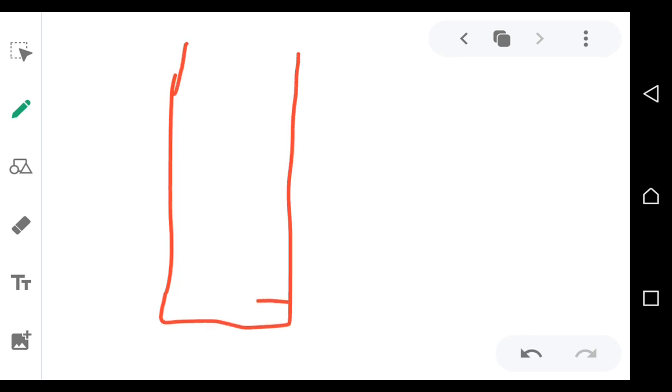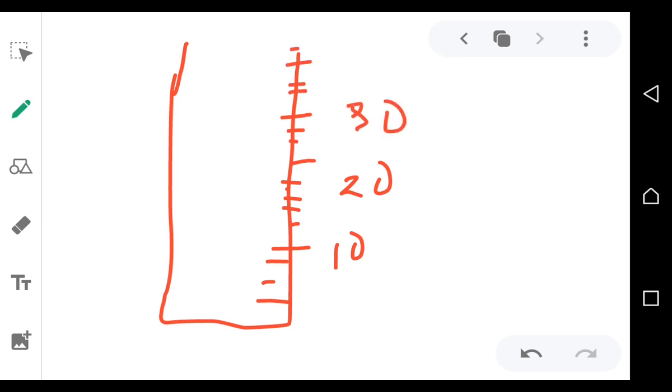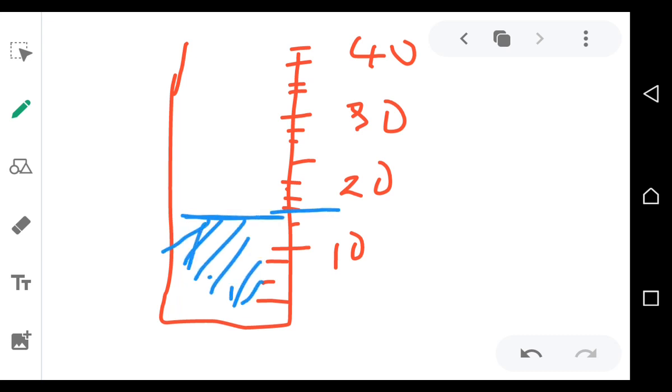You have some water in a measuring cylinder like this. The measuring cylinder is calibrated. This is 10, this is 20, this is 30, and maybe on top here it's 40. So the initial water, let's say, is at 15. Before you put the stone, the water level is at 15 cubic centimeters. That's the volume of water in this cylinder.